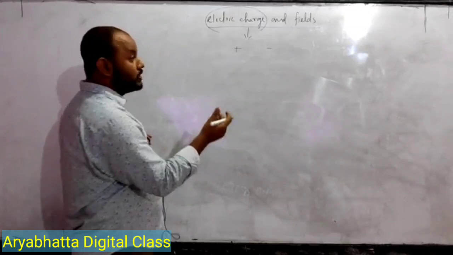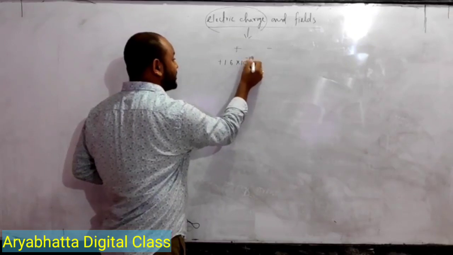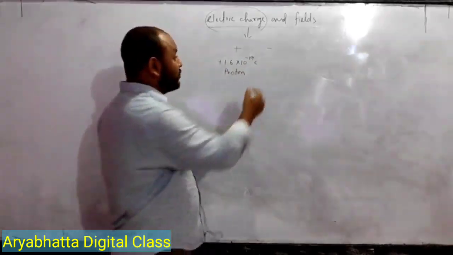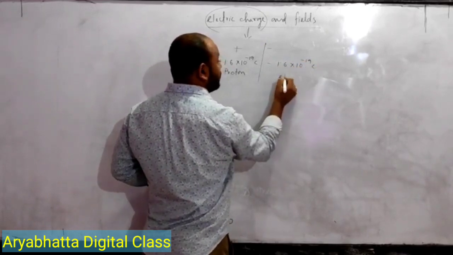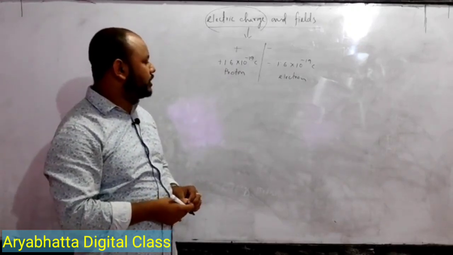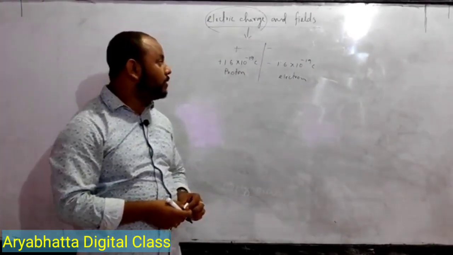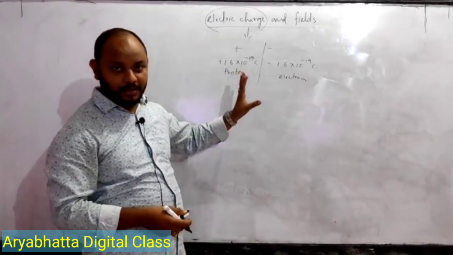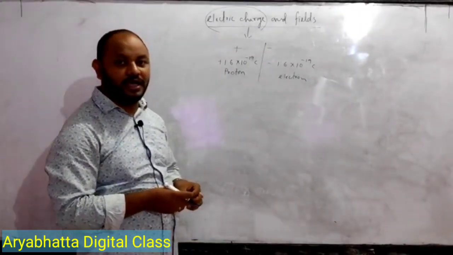The charge of a proton is equal to plus 1.6 times 10 to the power minus 19 coulomb. And the charge of an electron is minus 1.6 times 10 to the power minus 19 coulomb. The magnitude is the same, but the sign is opposite. Proton is positively charged and electron is negatively charged.